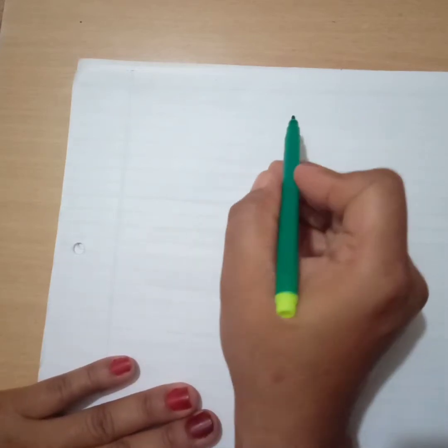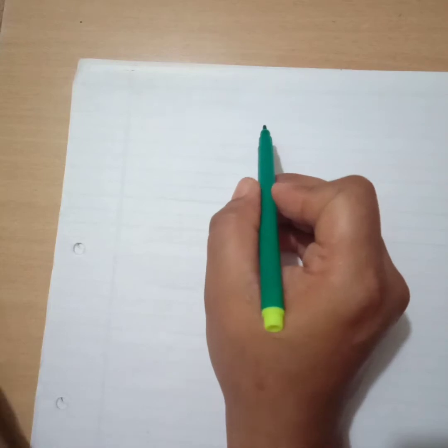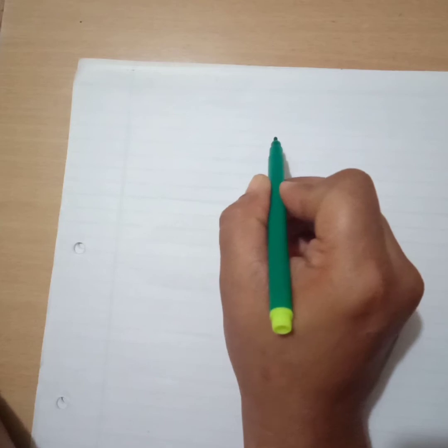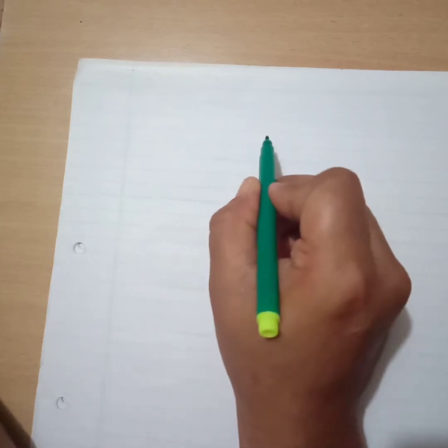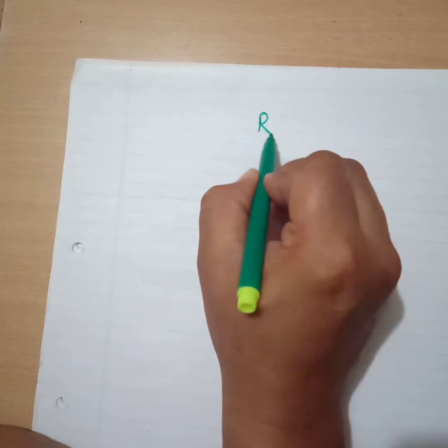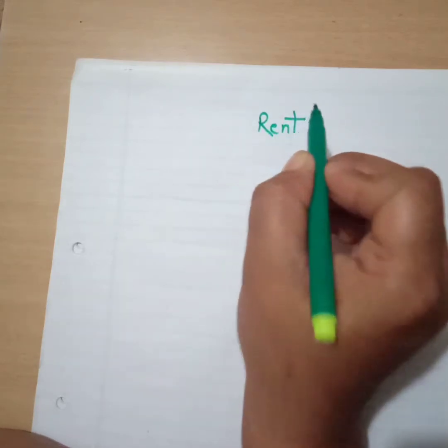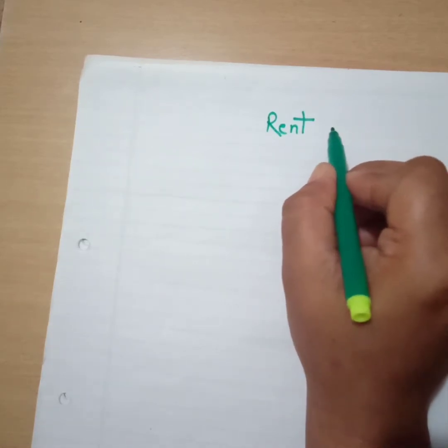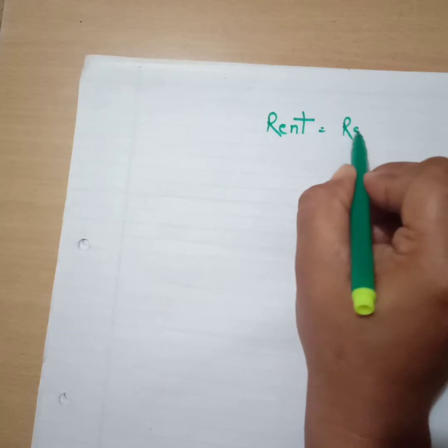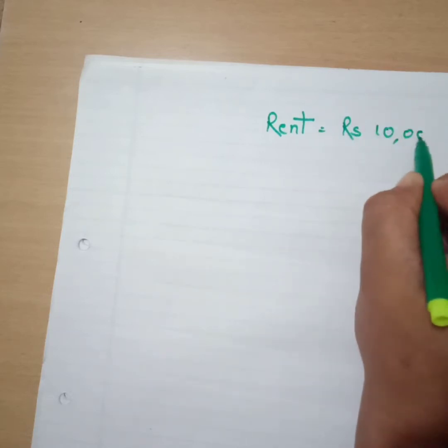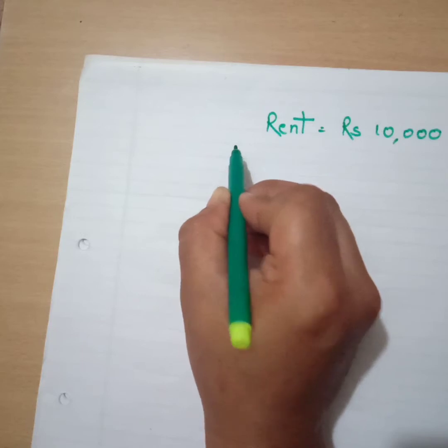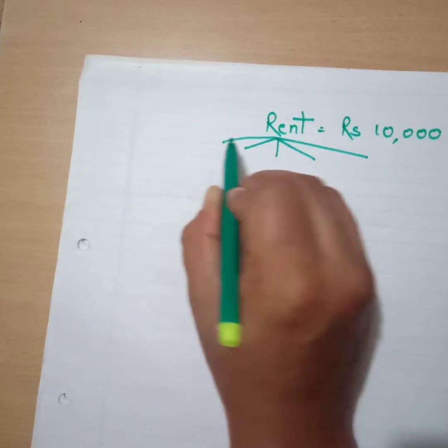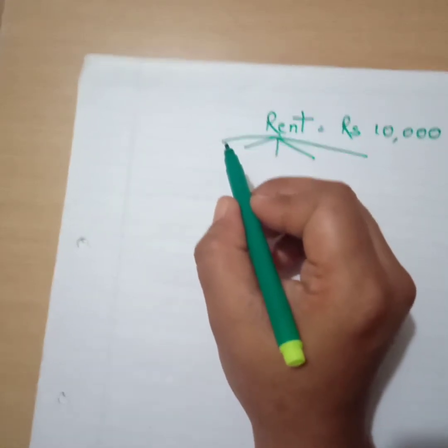Let's begin our first example of primary distribution of overheads. As it is your first example, I have taken only one overhead, that is rent. In this example, the overhead is rent and the amount of overhead is rupees 10,000. We have to allocate this rent into 5 departments. What are the departments?